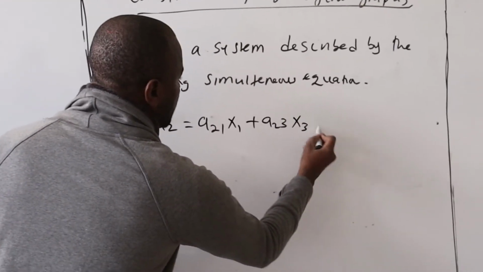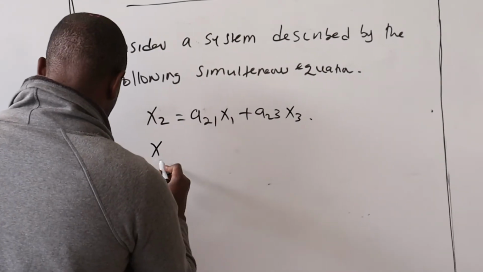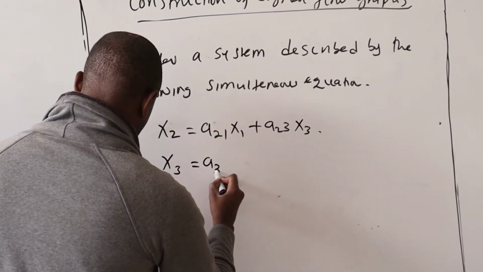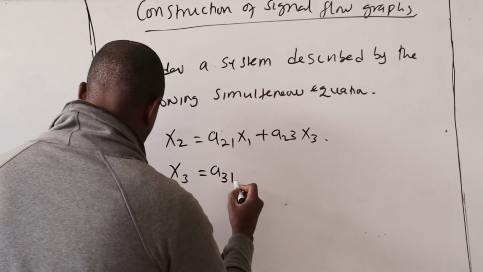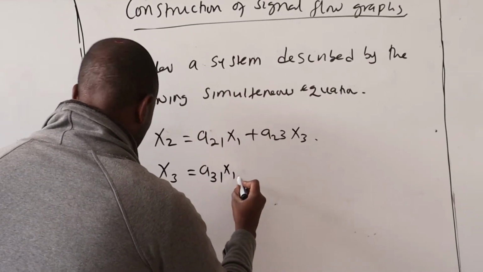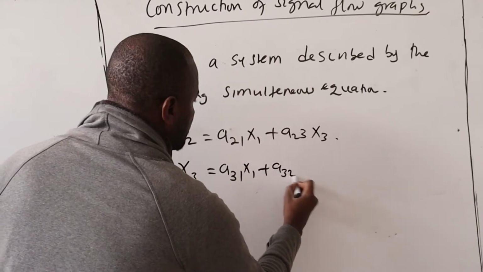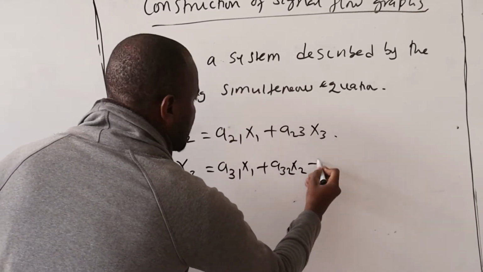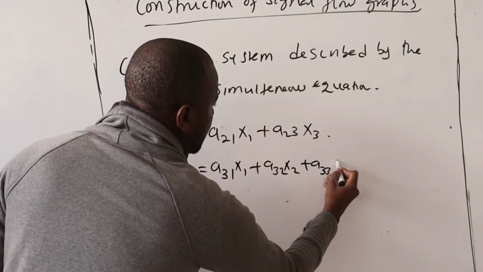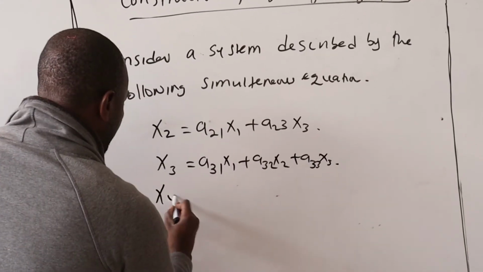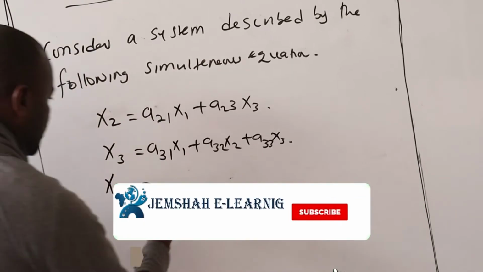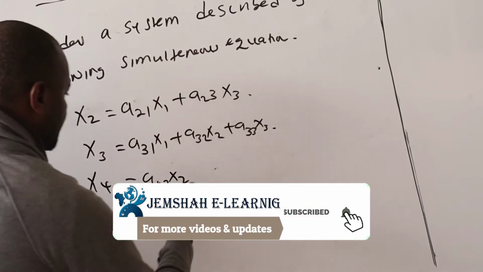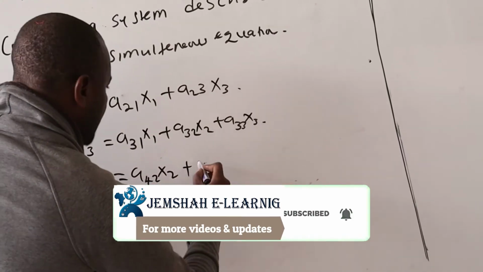x3. Then we can talk of x3 as given as a31 x1 plus a32 x2 plus a33 x3. Then we can have x4, which is given as a42 x2 plus a43 x3.